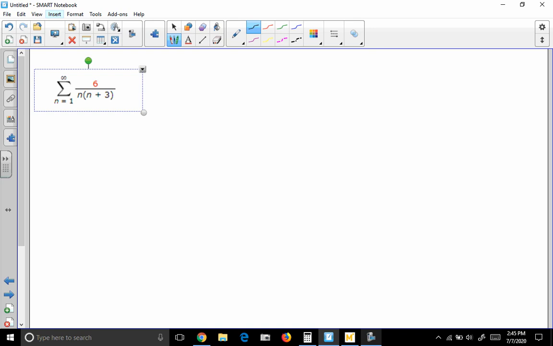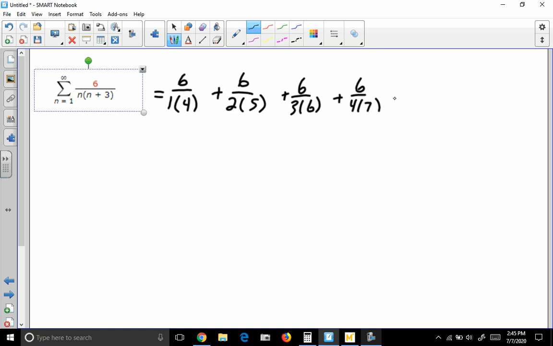So this one wants us to find what this series converges to, and then I believe it may also ask for several different partial sums. If we just begin listing individual terms, when we put a 1 in, we get 6 over 1 times 4. If we put a 2 in, we get 6 over 2 times 5. And then we get 6 over 3 times 6. And we get 6 over 4 times 7. And so forth.